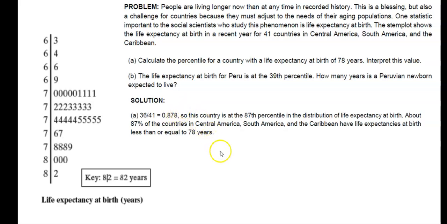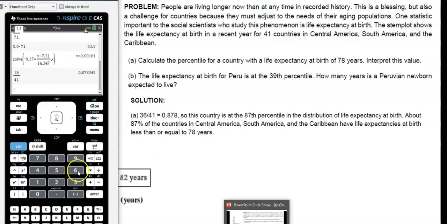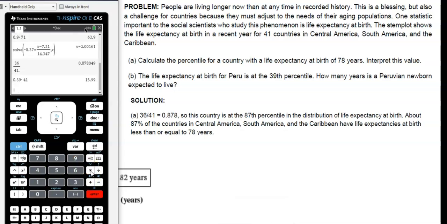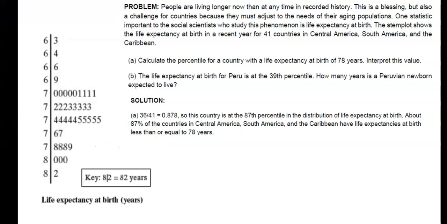Okay, so how do I find the 39th percentile here? Let's get our calculator out and see if we can do this similar to the other problem. So 0.39 times 41. So 15.99, so 16, basically. So 16 at or below.